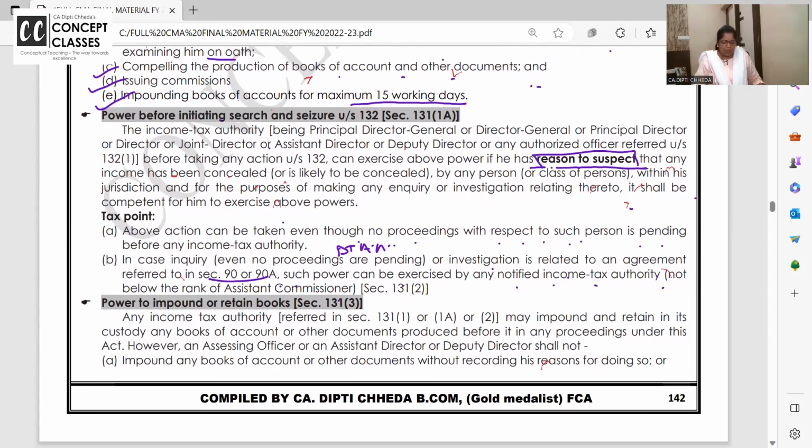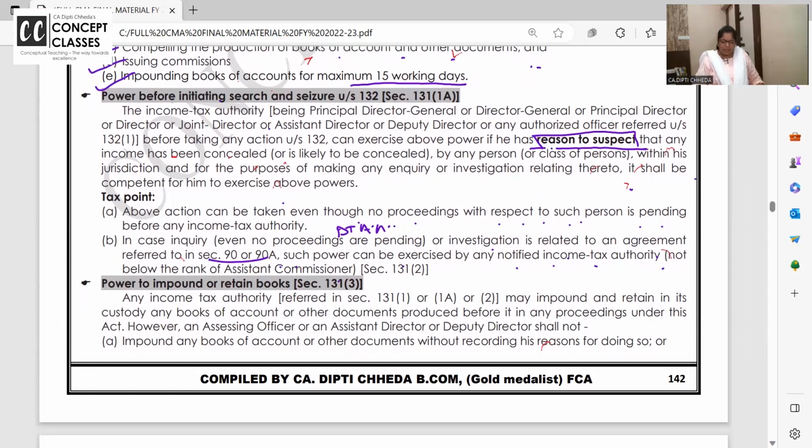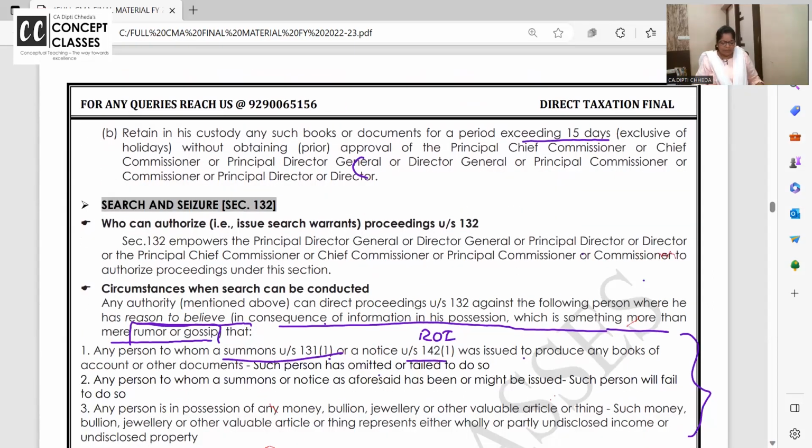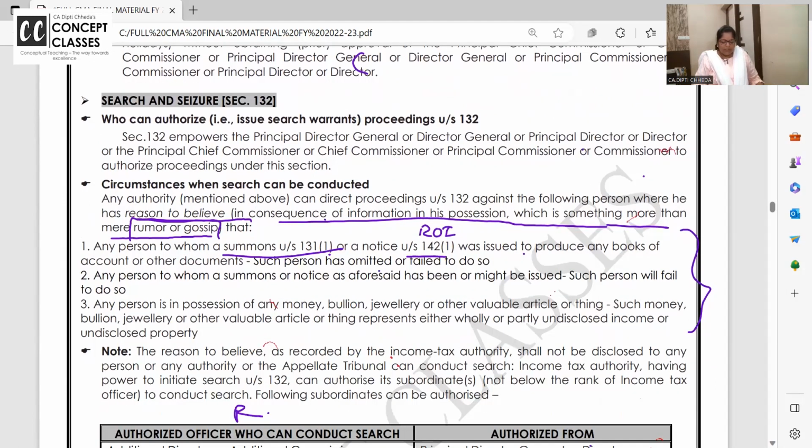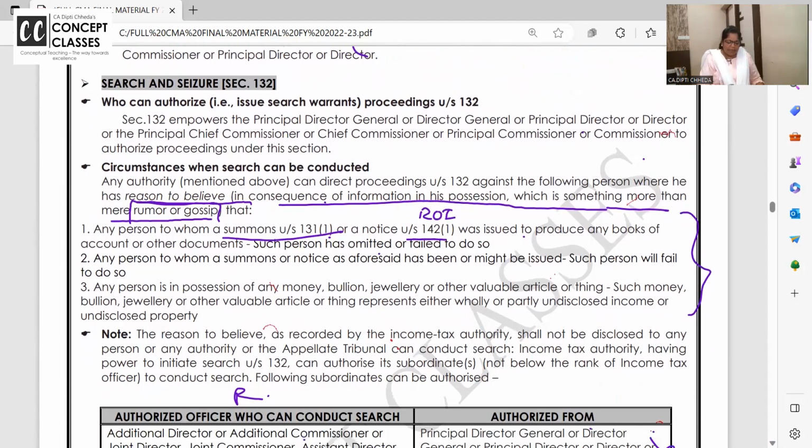Now, what are the reasons? Search will be initiated by higher authorities when they have a reason to suspect which is way beyond gossip. You cannot do a search because people are gossiping that this person is spending so much these days, so he must have black money. No, they have reasons, but should they disclose that to the assessee? Not necessary. Right.